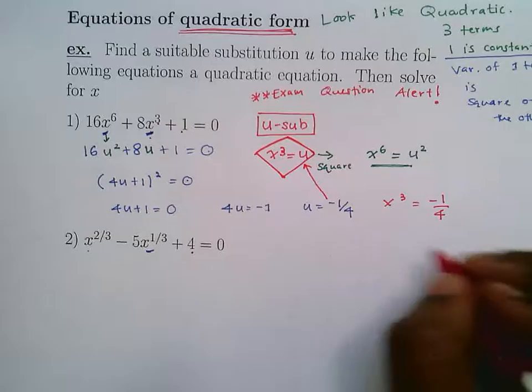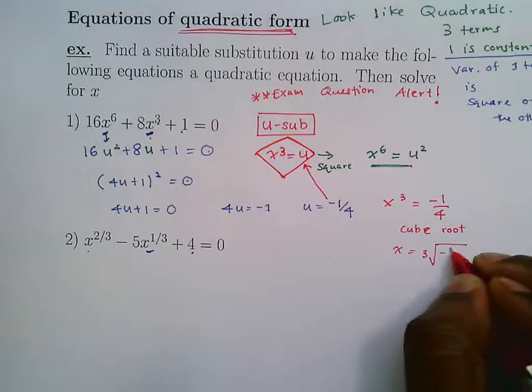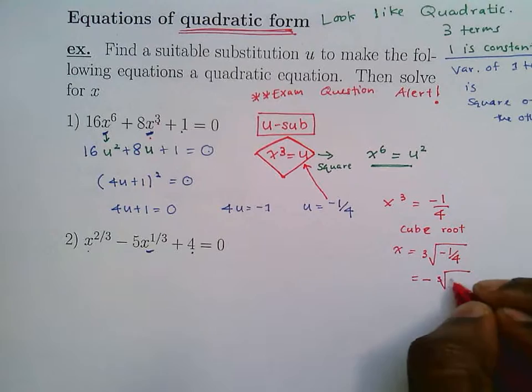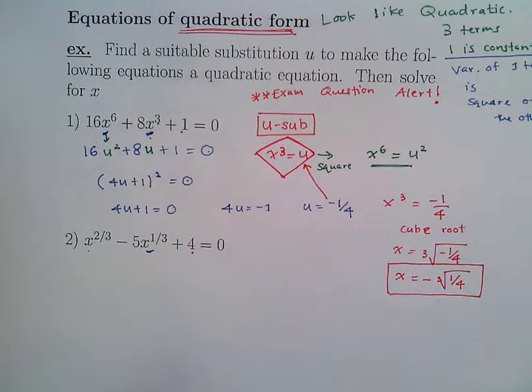So take the cube root of both sides, and you get x is equal to the cube root of negative 1/4, or that would be negative cube root of 1/4. We went over that in one of those past lectures, that you can do that with cube roots. And that's the answer, negative cube root of 1/4.